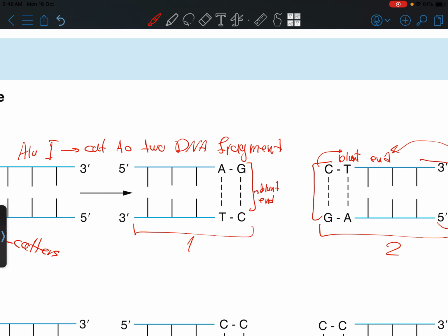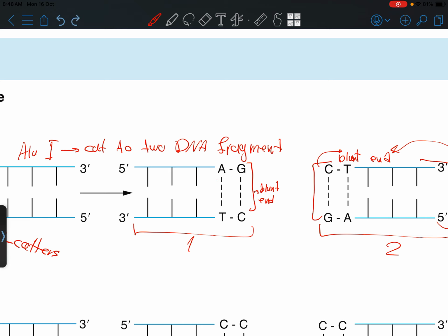Okay. What's the function of the DNA ligase? Make phosphodiester bonds. Okay, but it doesn't make hydrogen bonds. You have to understand, these two sticky ends come together because of hydrogen bonding between their complementary overhangs.